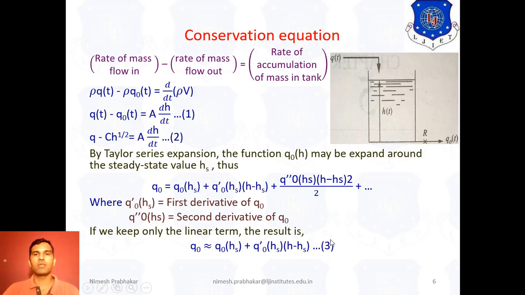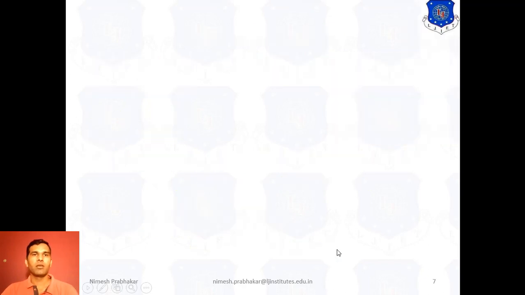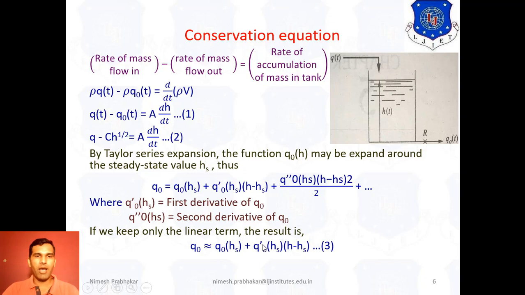We give this as equation number 3. Now here we require Q0', that means the derivative of Q0. We know Q0, so we have the relation for Q0, which is Q0 equal to C into H raised to 1/2. From the derivative of this equation with respect to H, we get the value of Q0'.